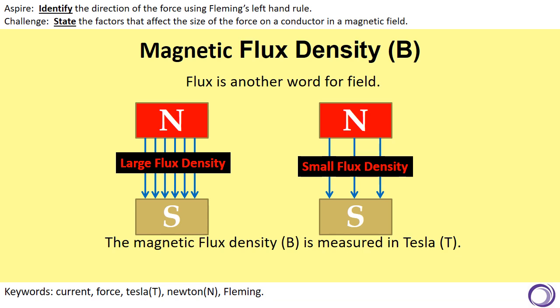You've probably heard the word Tesla before, the electric car manufacturer. So we measure the magnetic flux density in Teslas. So if we had a magnetic field that had a flux density of 15 Teslas, that would be how strong it was. And 15 Teslas is a very strong magnetic field. You're more likely to get magnetic fields of 0.1 or even less Tesla.